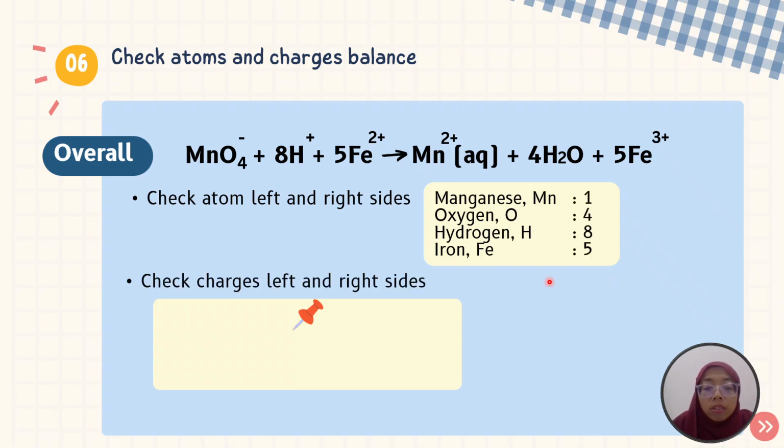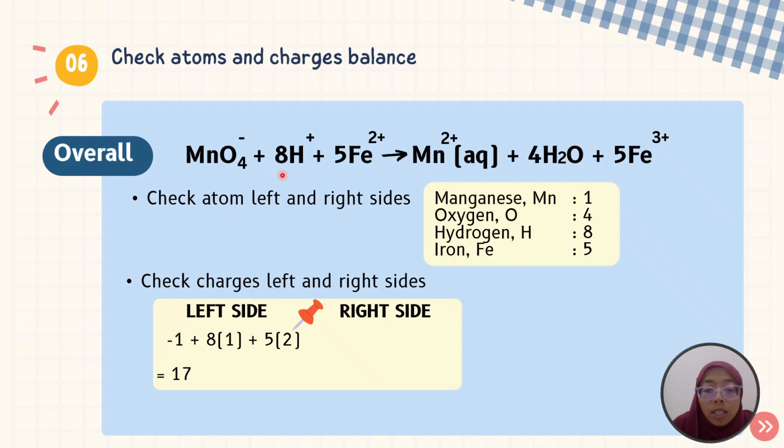Next, check the charge. The MnO4 permanganate ion is -1. 8 times plus 1 is 8. Then 5 times 2 is 10 for the iron. So -1 plus 8 plus 10 is equal to 17 for the left side charge.